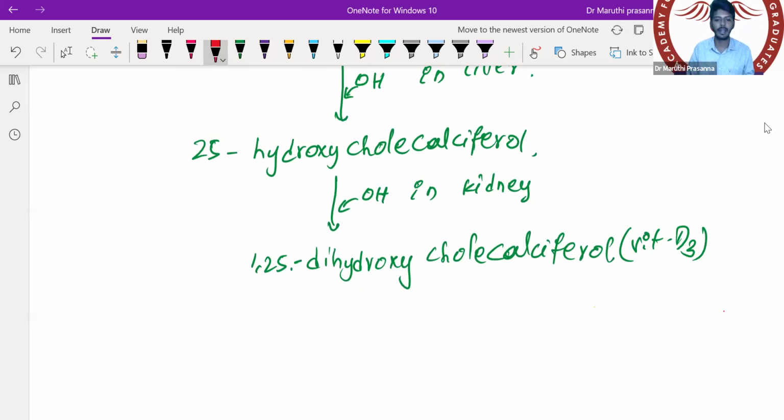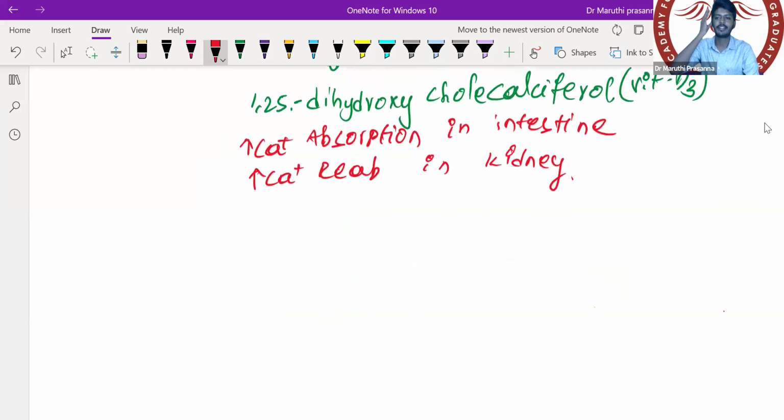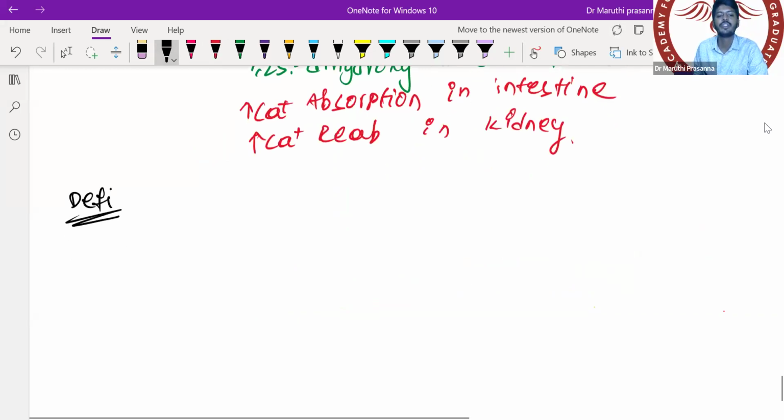Overall calcium levels in the body will rise. So it will increase the calcium absorption, where, sir? In the intestine. And also it will increase the calcium reabsorption in the kidney. Because of that, there will be increased level of calcium in the blood, sir. Okay, so the total body calcium level will rise. So deficiency leads to diseases. Deficiency leads to which disease?